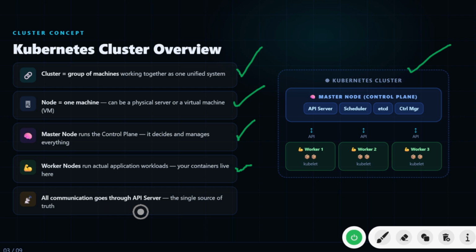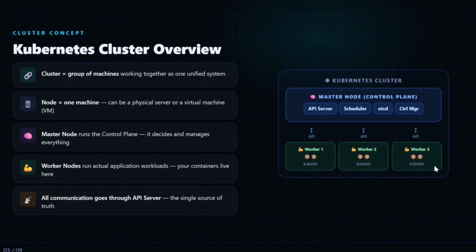And all communication goes through the API server. The API server is one of the components within the master node, and it is the single source of truth, we can say. It communicates with each and every component within the master node as well as the worker node, both the control plane and the worker node. So this is the concept of the Kubernetes cluster overview.